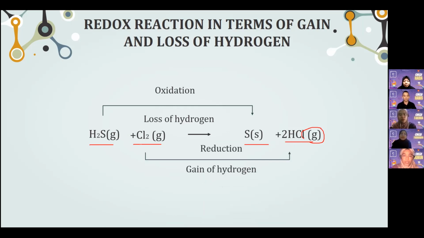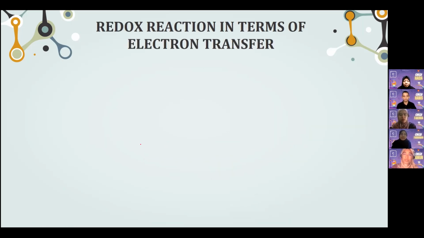Okay, so the third one is redox reaction in terms of electron transfer. For this one, it's a little bit tricky because you have to know what kind of ion, either a cation or anion, is formed by the 2 reactants. So for example, in this equation, we have magnesium undergoing combustion with oxygen forming magnesium oxide.